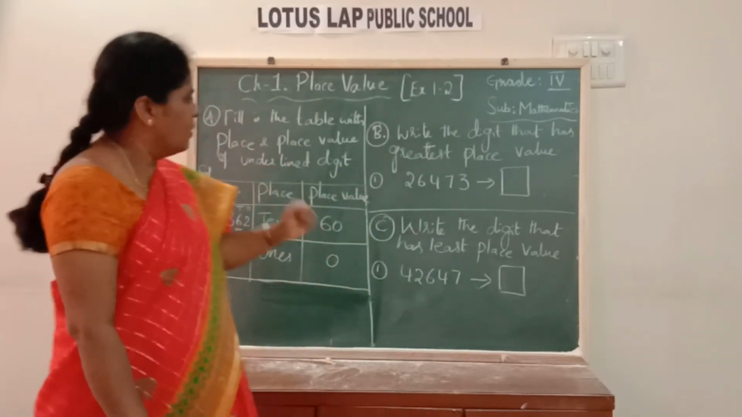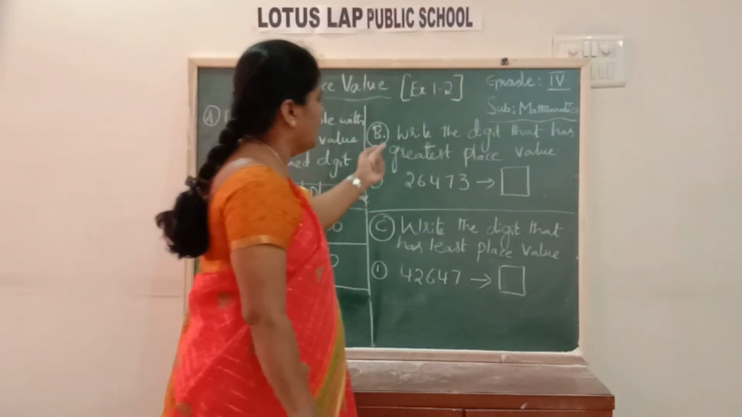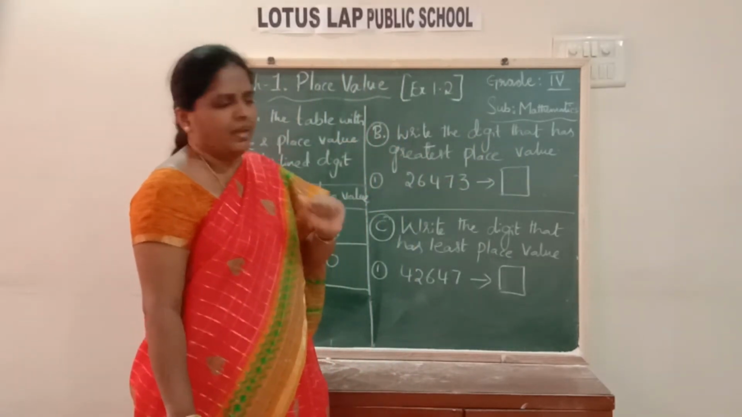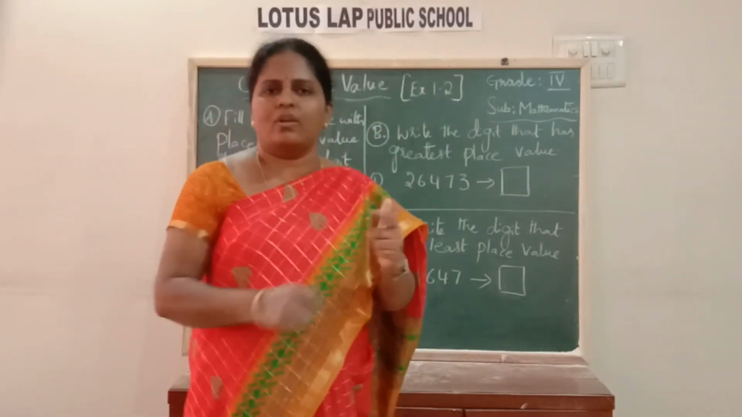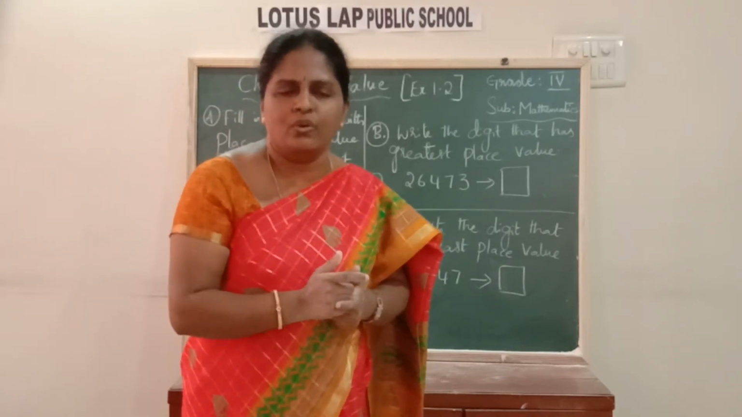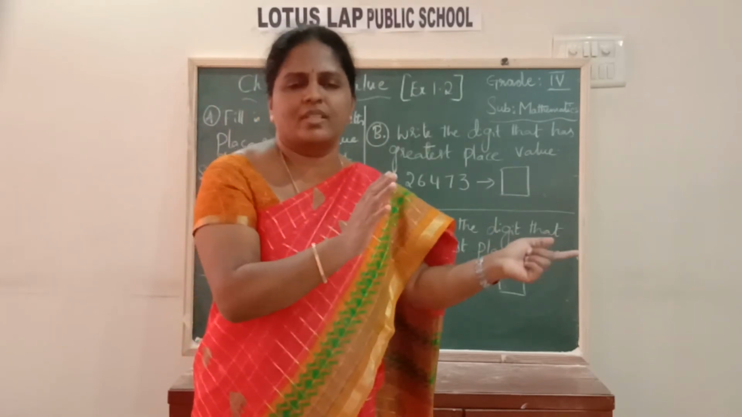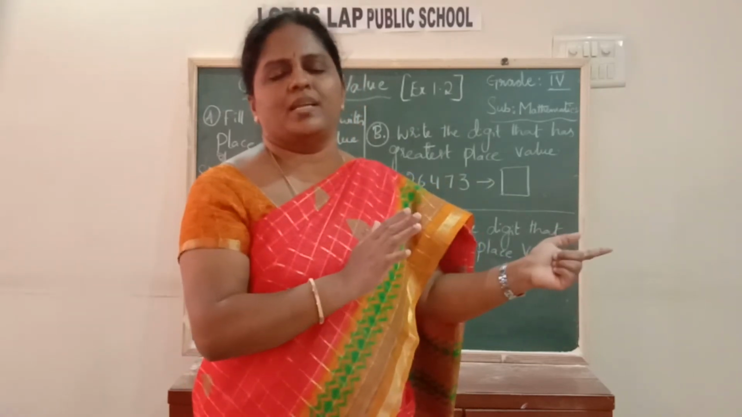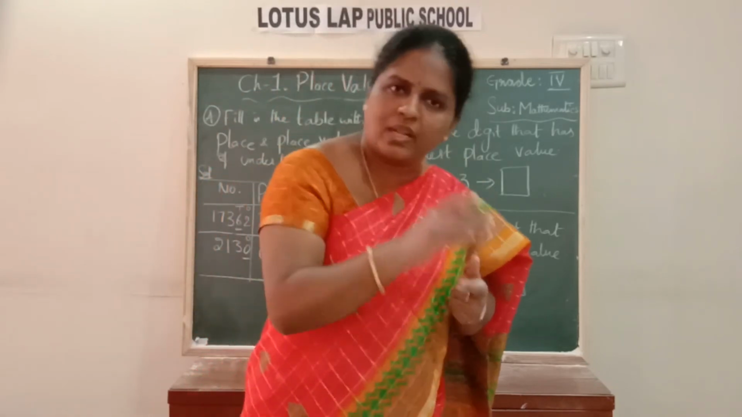Okay, children. Now let us move on to bit number B, children. Second bit, children. What is the bit? Write the digit that has greatest place value. And third one is write the digit that has the least place value. So before I have written the places and the place values, children, and I already told you, when you move to the left side, from right to left, that is from ones place to lakhs place, smaller places to higher places, the place value increases. As the place increases, the place value also increases.